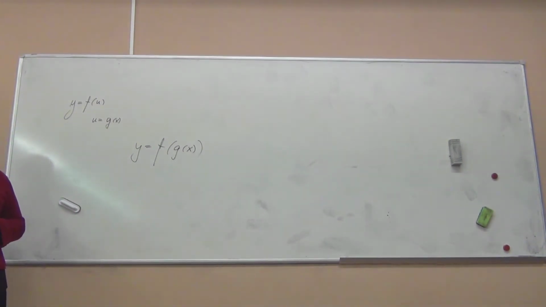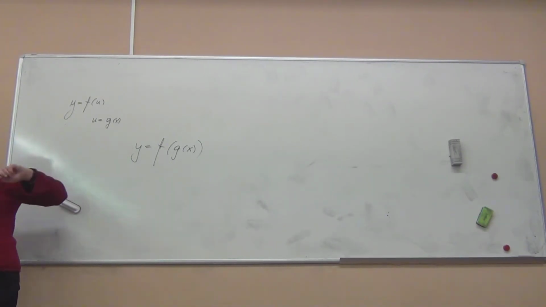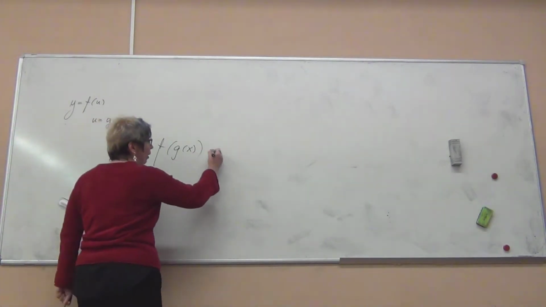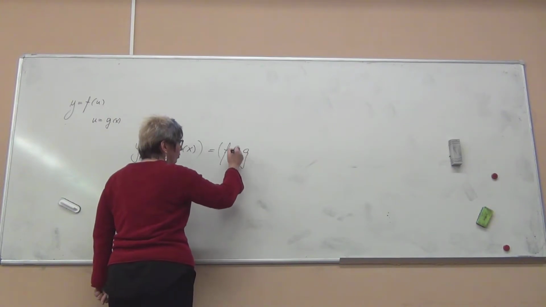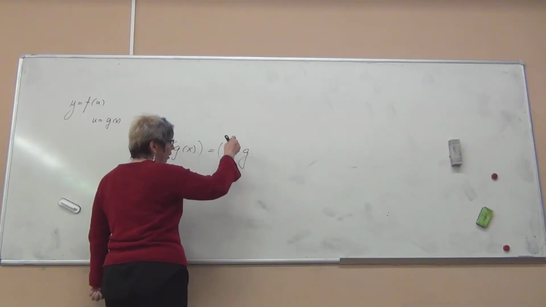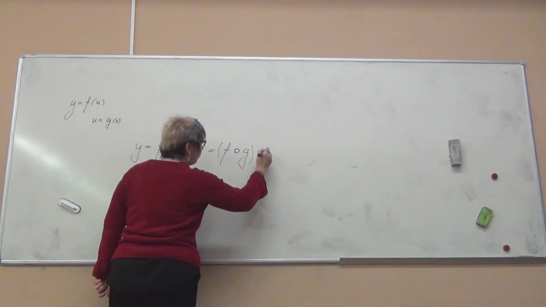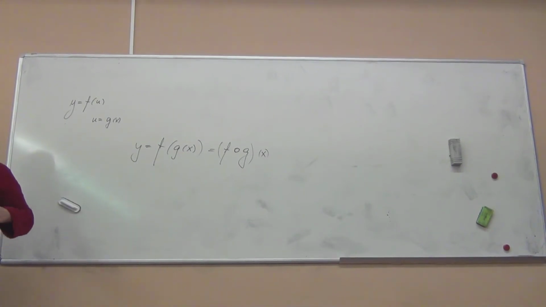So if we know x, we can find g of x, and then we can apply the function f to that one. There's another kind of notation. We could write f composition of f and g. This is a circle, a small circle. F circle g of x. And the order of understanding is exactly the same.